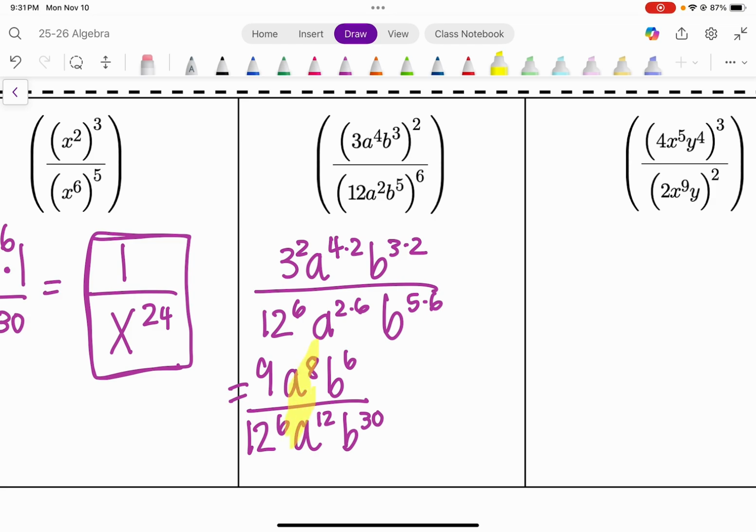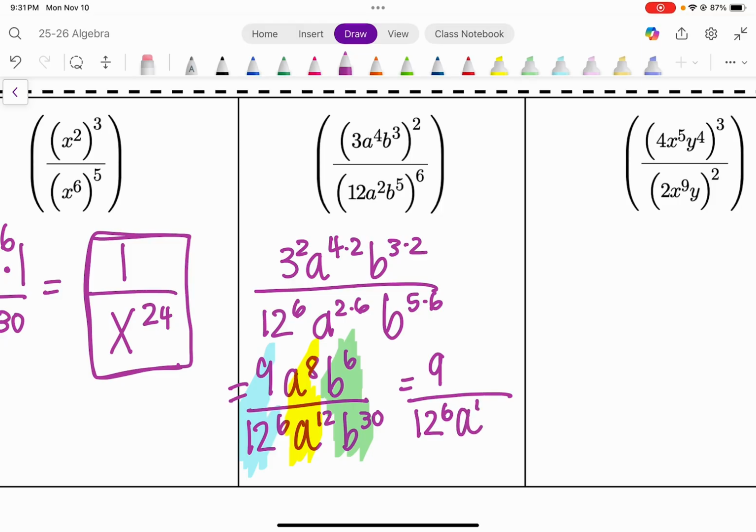Okay, so my A's stick together, my B's stick together, even my whole numbers stick together. So I'm going to leave my 9 over 12 to the 6th. And then I have a to the 8th over a to the 12th. So if we canceled, we'd have nothing in the numerator, but since we have a 9, we can leave it there. And when we cancel it out, there's 4 A's left in the bottom and 24 B's left in the bottom.